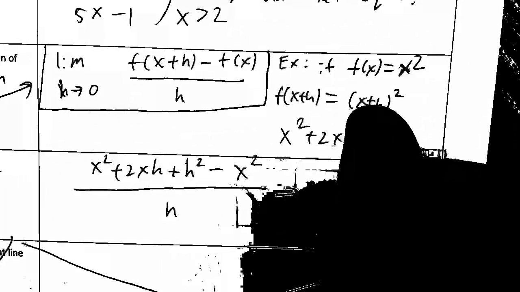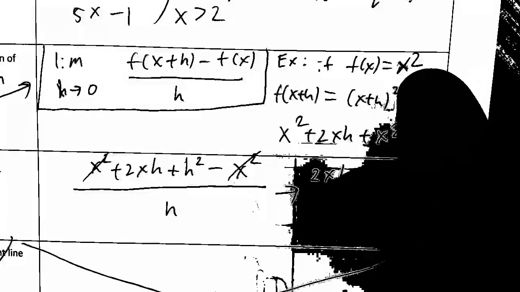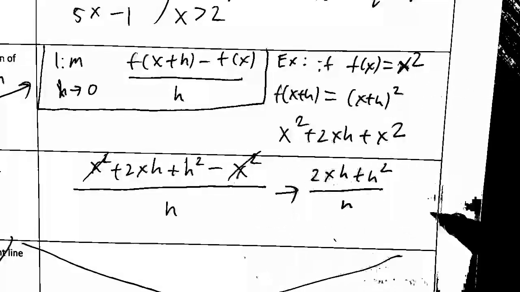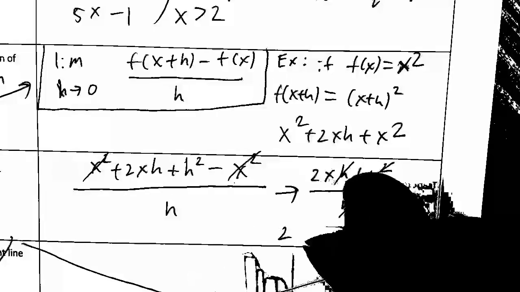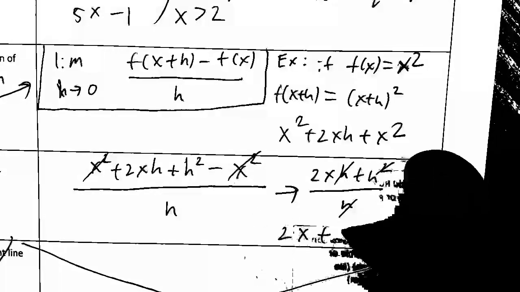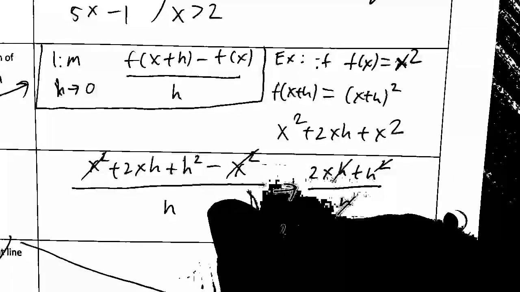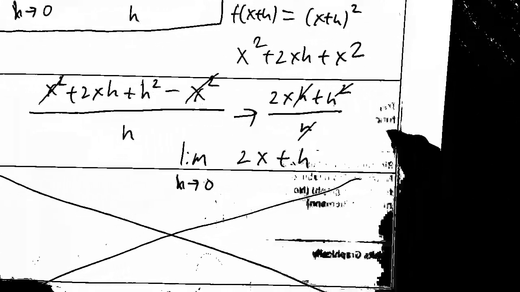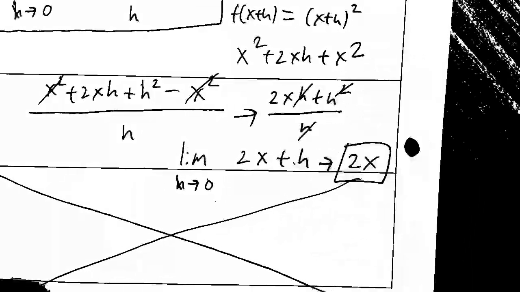And then things cancel. So this x squared and this x squared will cancel. So you have 2xh plus h squared over h. The h's cancel here. And so we have 2x plus h. And we'll take the limit as h approaches 0. So that means we just plug in 0 for h. So the answer is just 2x. Right? That's the derivative.